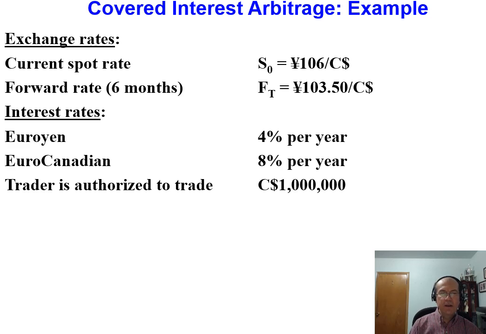Euro yen, so this is the interest rate on Japanese yen. It's 4% per year. Euro Canadian interest rate, so this is the interest rate on Canadian dollars, is 8% per year. The trader is authorized to trade 1 million Canadian dollars. So what should the trader do? The first step, we need to check if an arbitrage opportunity exists.